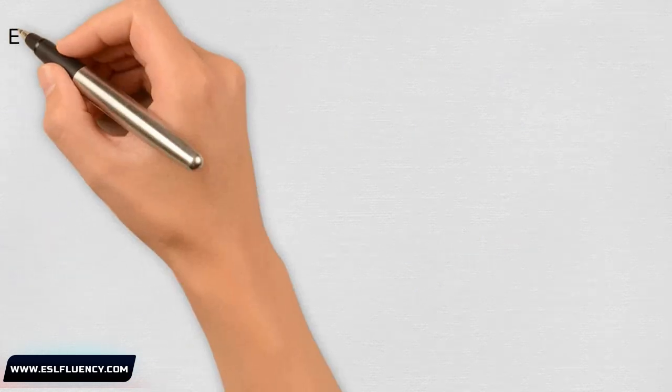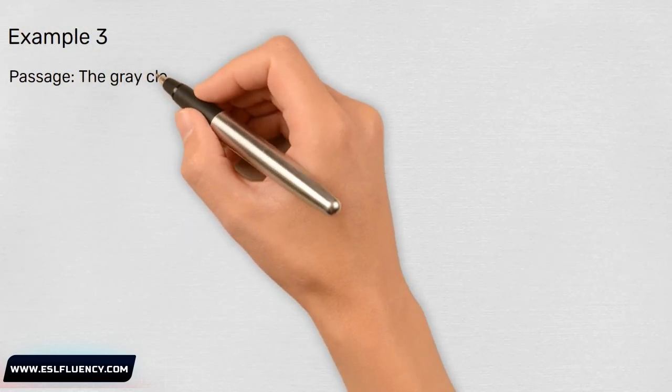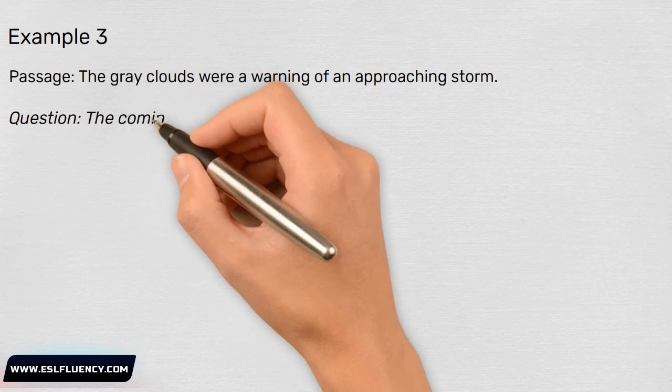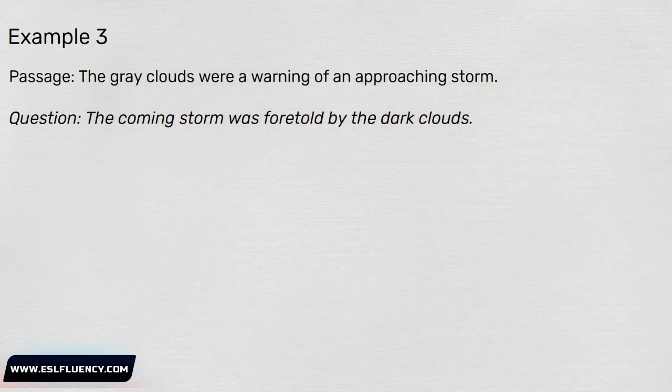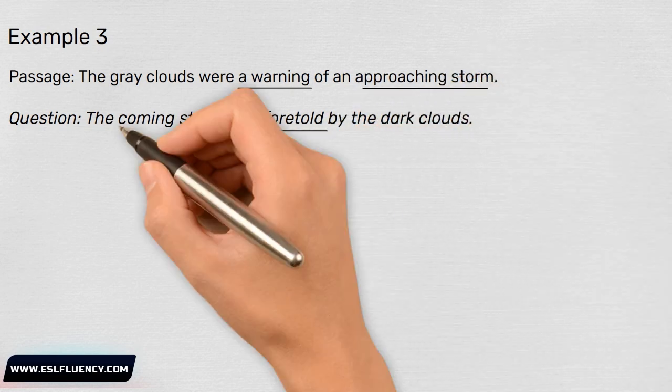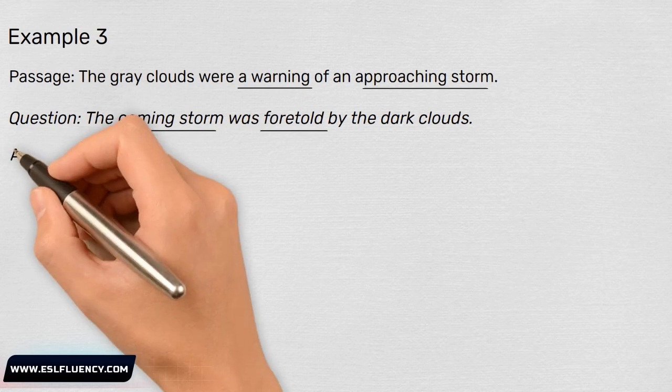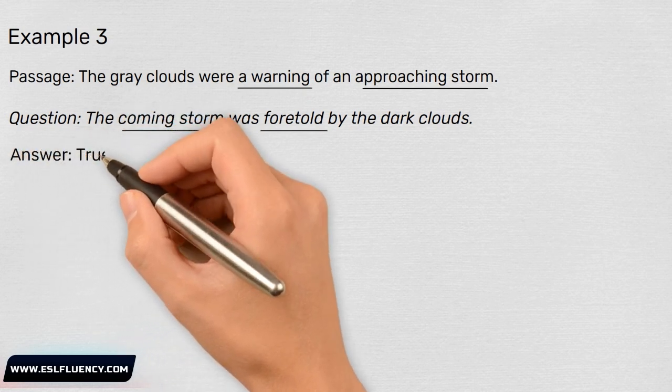Example 3. The gray clouds were a warning of an approaching storm. Question: the coming storm was foretold by the dark clouds. Foretold means predict, and the passage also says the gray clouds gave us a clue of what is about to happen, basically the same thing. So the answer is true.